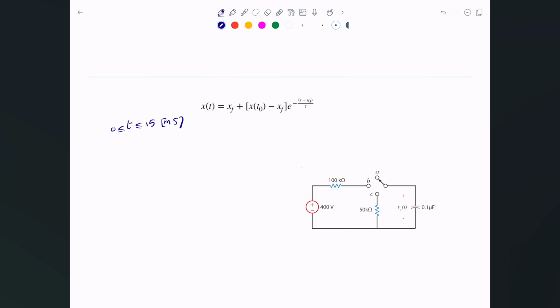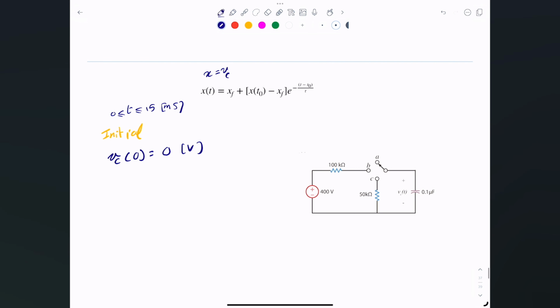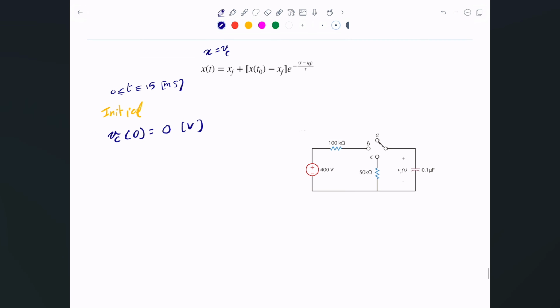Let's do the initial value. In terms of initial, we have V of C at exactly 0 minus, which is 0 plus, which is simply 0. We know this because we're given that the capacitor is initially uncharged, so there's no energy stored in it. That makes our life a little bit easier.